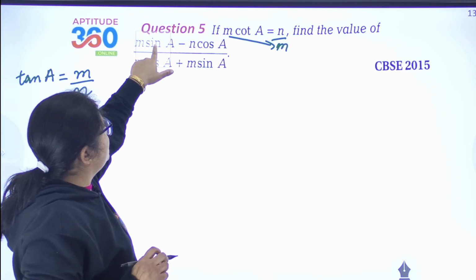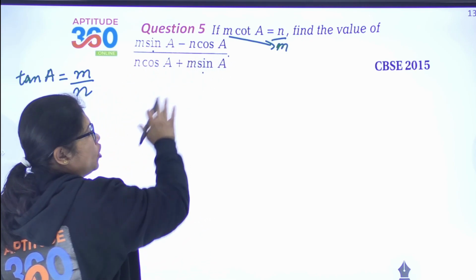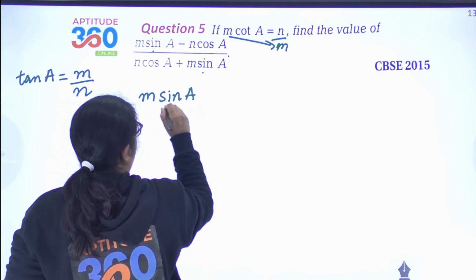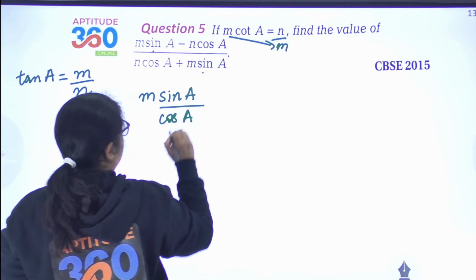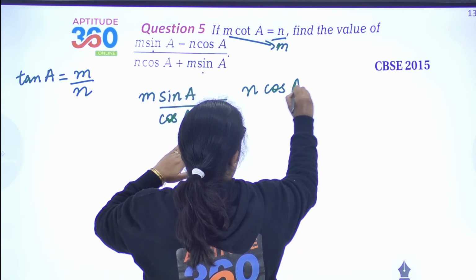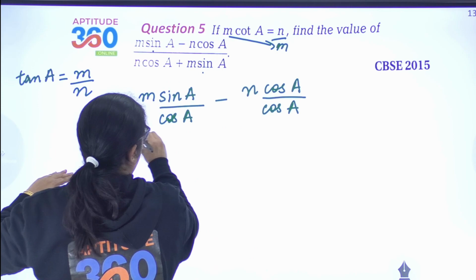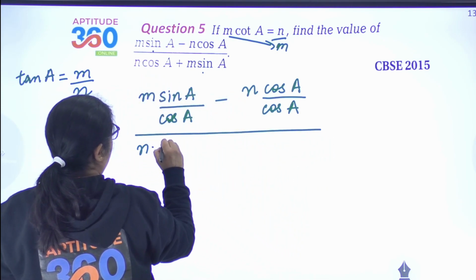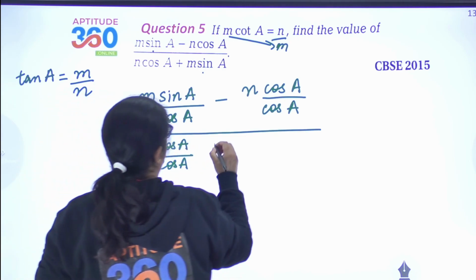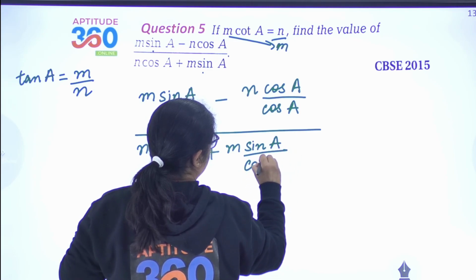Now, how will I make this equation into tan? By dividing it with cos. So let me divide the numerator and denominator with cos. m sin A upon cos A. Just make sure the angle of reference should remain the same, it should not change. n cos A upon cos A. If you are dividing this with cos A, you have to divide everything with cos A only. n into cos A divided by cos A plus m sin A upon cos A.